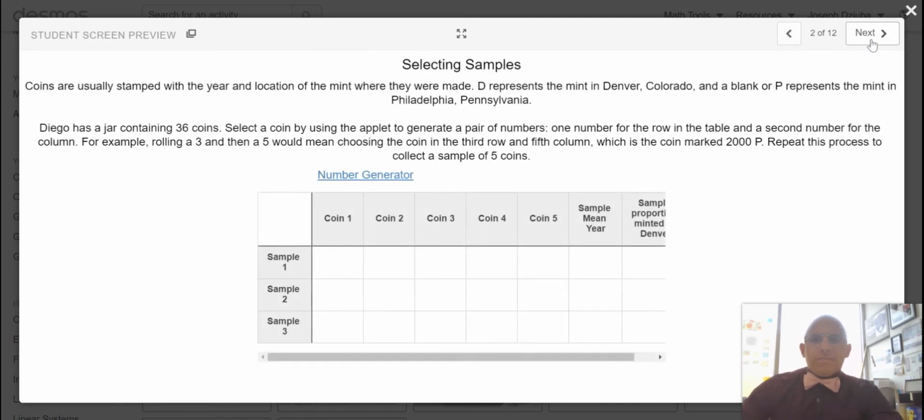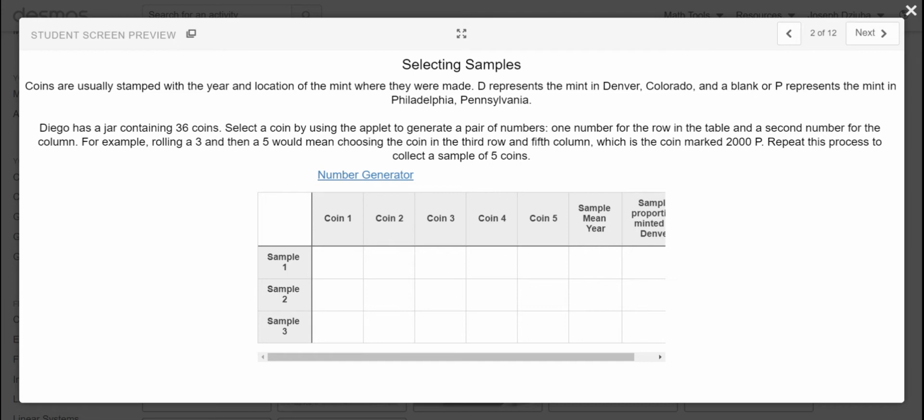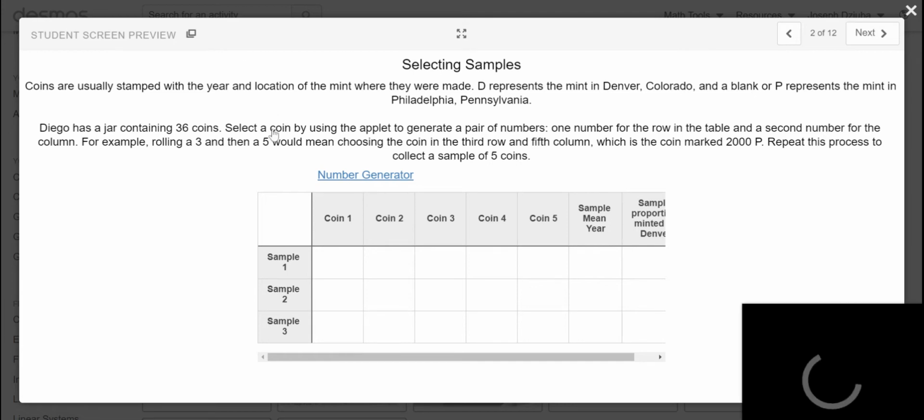standard deviation. Coins are usually stamped with the year and location of the mint they were made. D represents the mint in Denver, Colorado, and a blank or P represents the mint in Philadelphia. Diego has a jar containing 36 coins. Select a coin by using the applet. The applet is located here on this hyperlink. It'll bring you to a new tab where you can visibly see a random number generator.